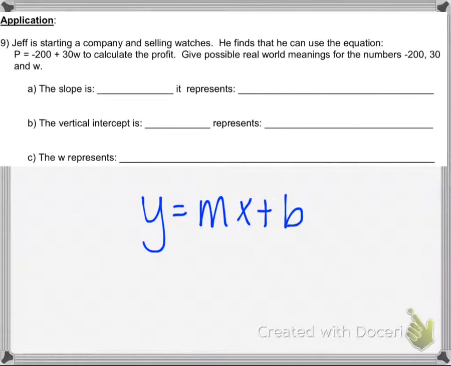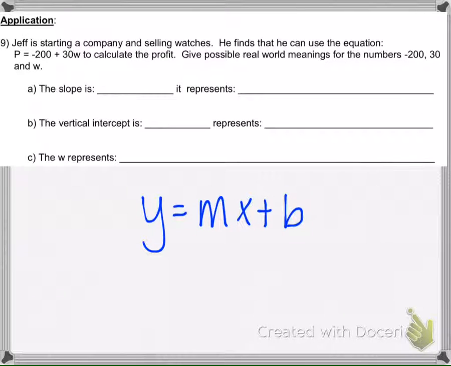Alright, the last two examples here are interpreting, making sure we understand what the slope, or we could call it the rate of change, and what the b value, the y-intercept, represent. So if we take a look at example 9, it says Jeff is starting a company selling watches. He finds that he can use the equation P equals negative 200 plus 30W to calculate the profit. Give possible real-world meanings for the numbers negative 200, 30, and W.